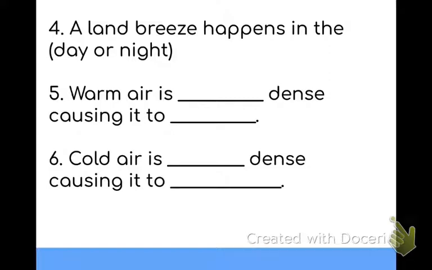And then number 6, cold air is, hold on, I got a phone call. Okay.